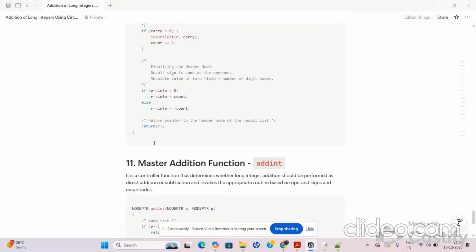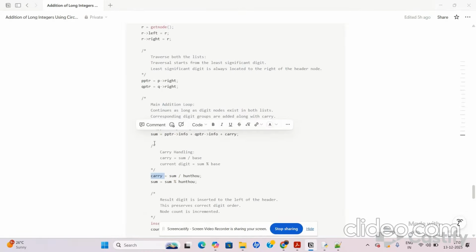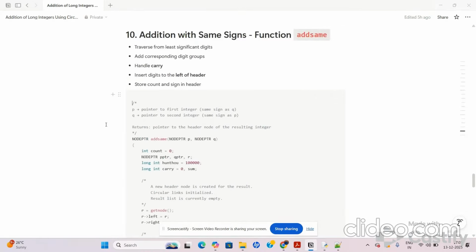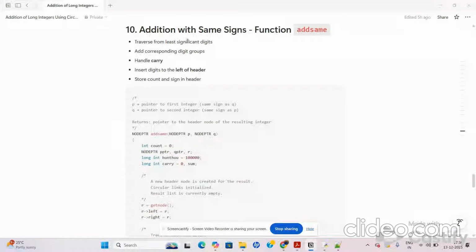Okay, then after these two methods, the first method addiff is for when the signs are different, and then you have the addsame function, that is when you have the same signs.